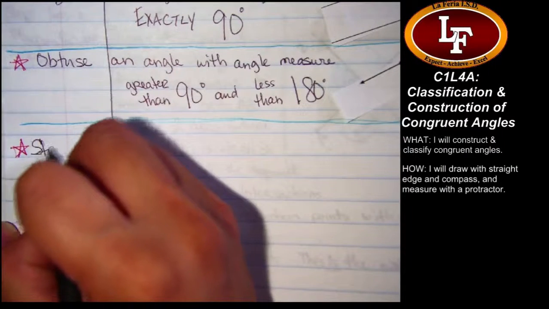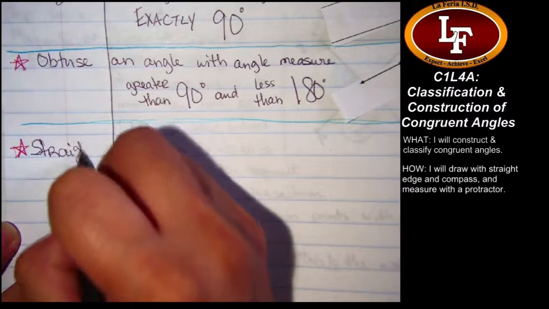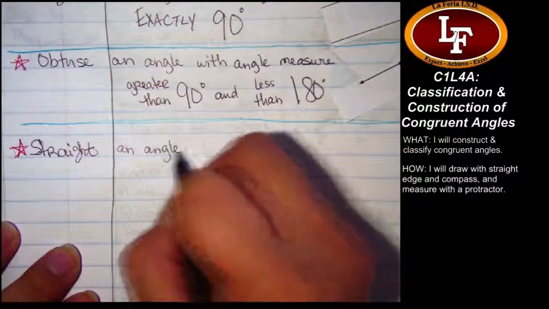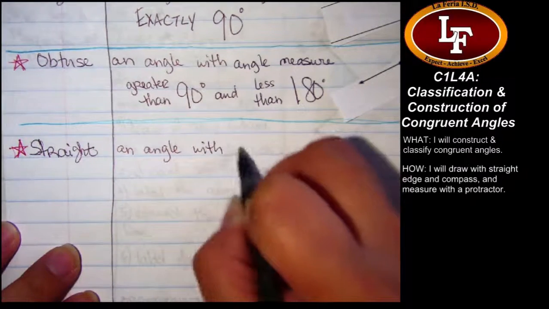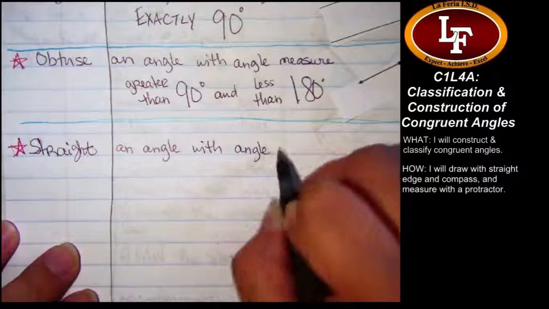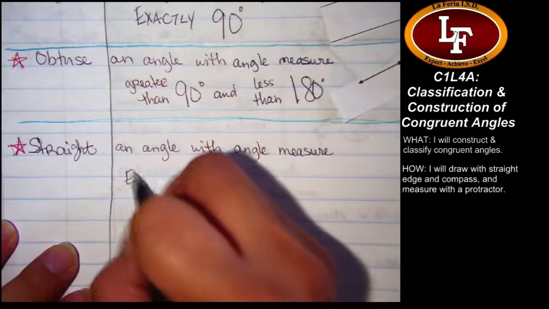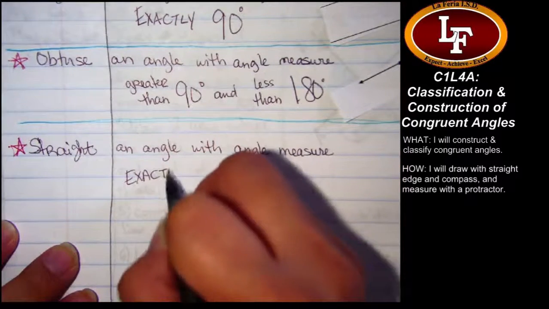The last classification. Straight. What's the angle measure for a straight angle? 180. Any less? Any more? So it is exactly 180 degrees.